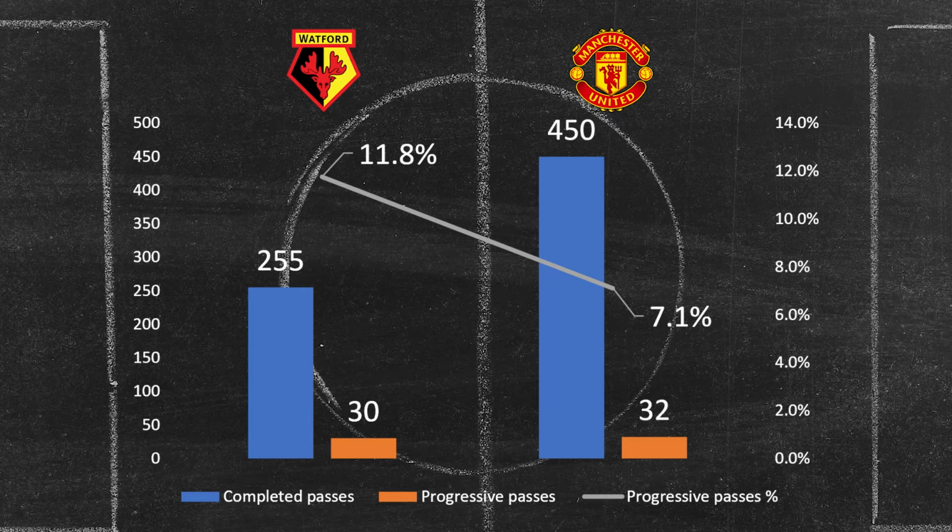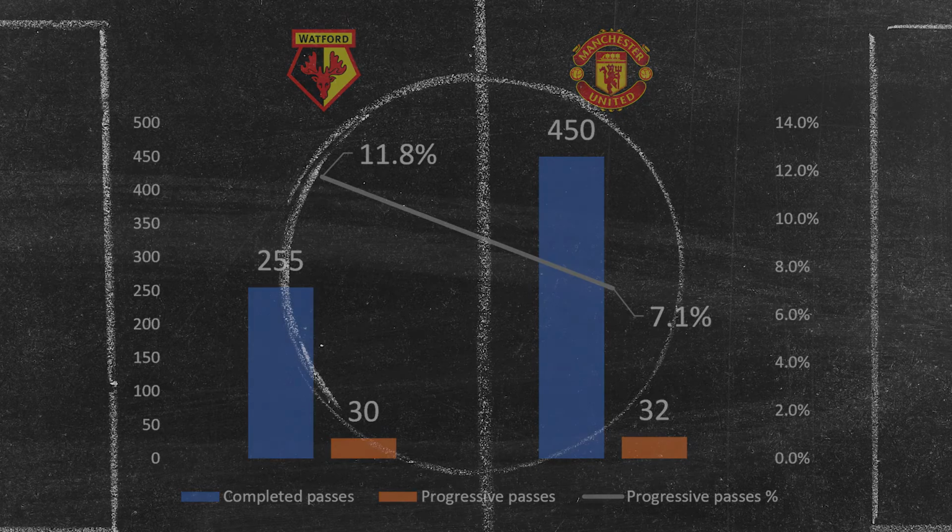And what we can see by the 7.1%, which is just 32 in relation to 450, versus the 11.8%, which is 30 in relation to 255, is that when Watford had the ball, which was less of the time, they were able to be much more efficient in their use of the ball, and specifically here in the extent to which they progressively moved the ball towards Manchester United's goal.